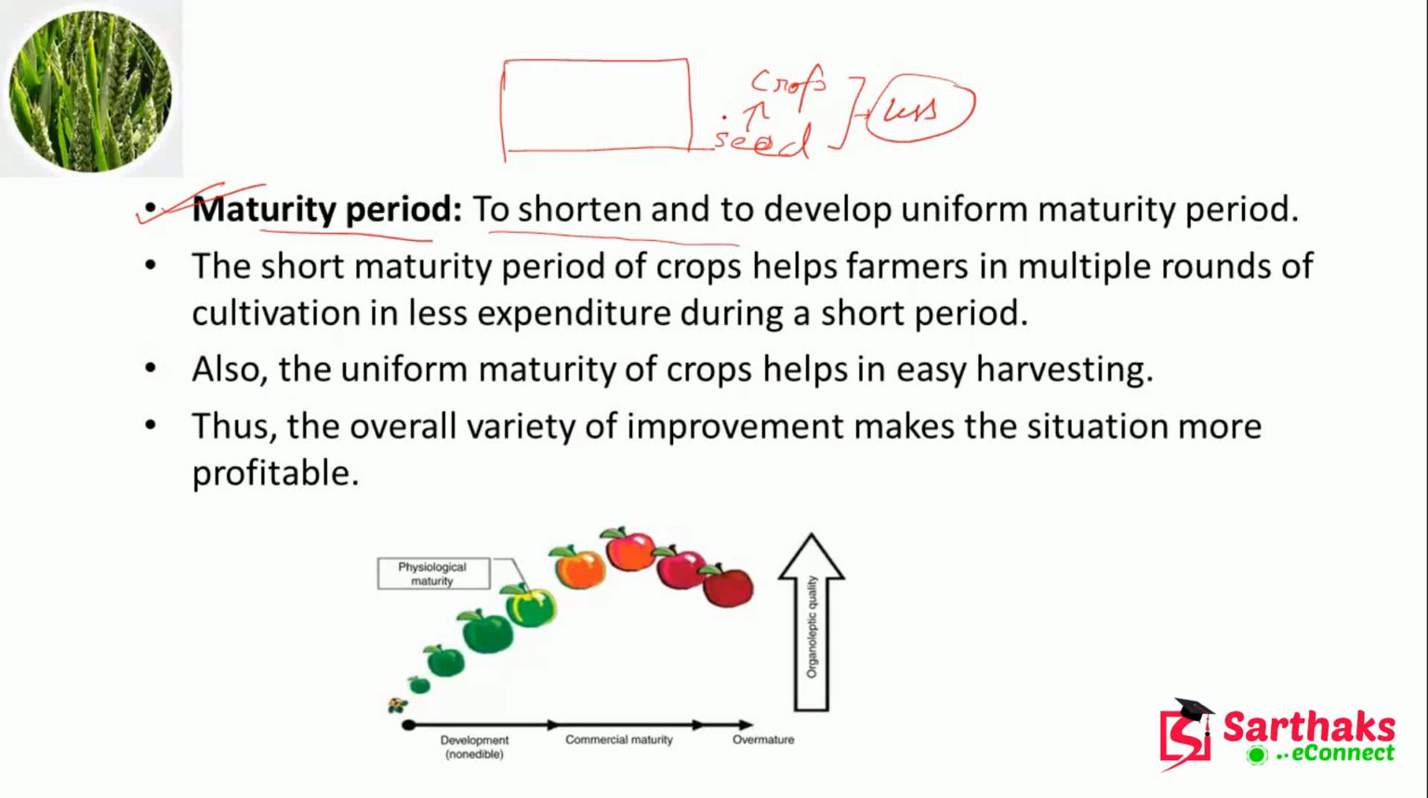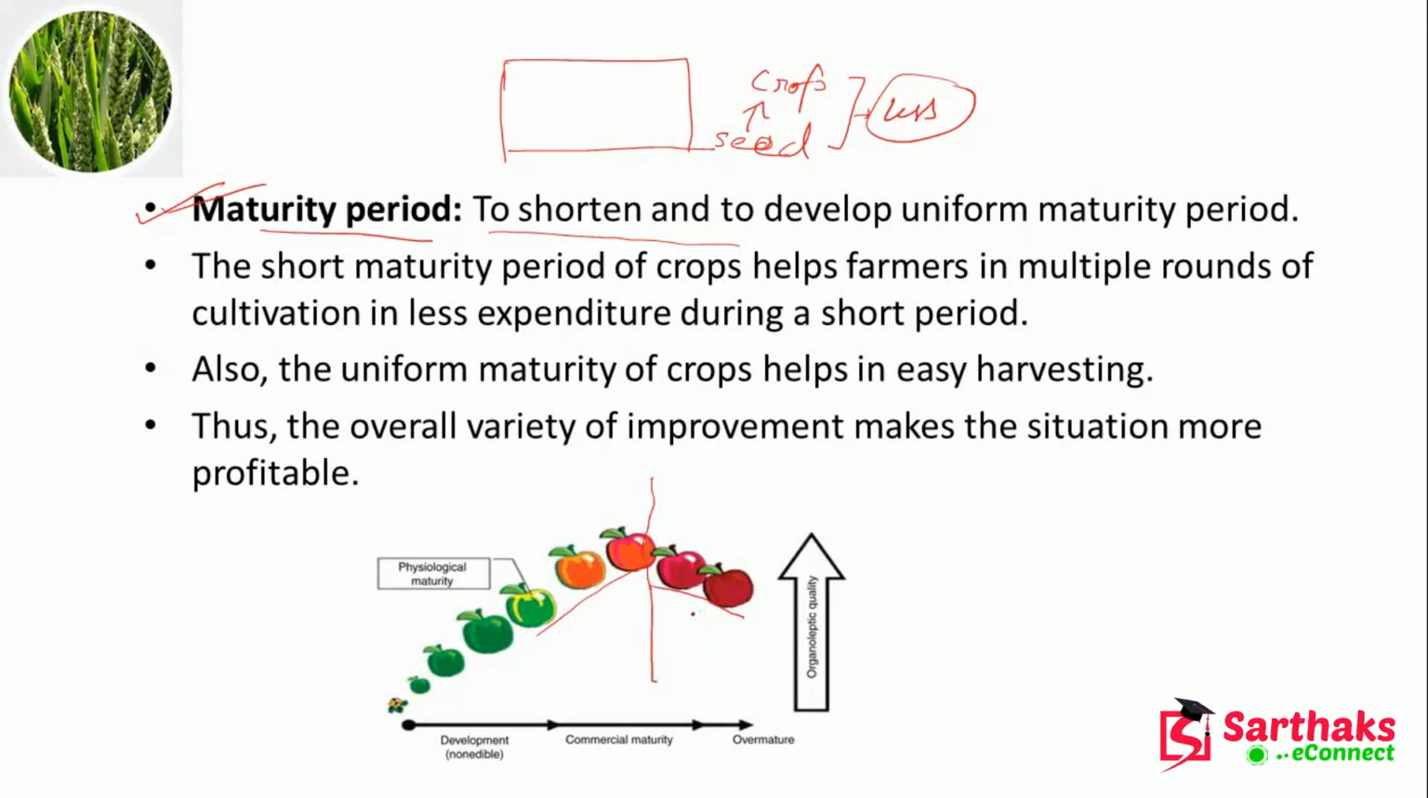And uniform maturity of the crops also helps in easy harvesting. So overall, variety improvement makes the situation more profitable. Here you can see the development, and here some commercial maturity, and this is the over matured stage. So we require up to the commercial maturity.